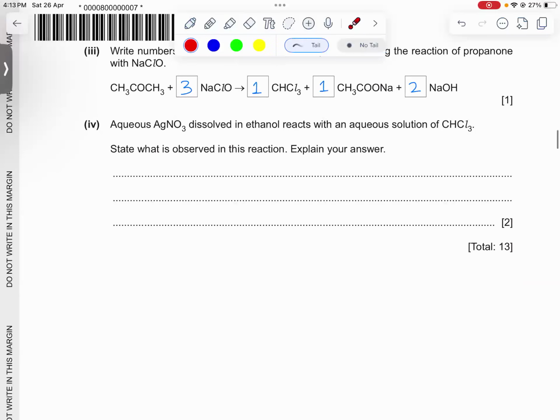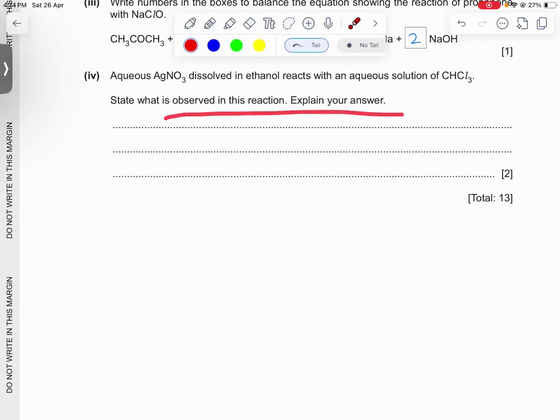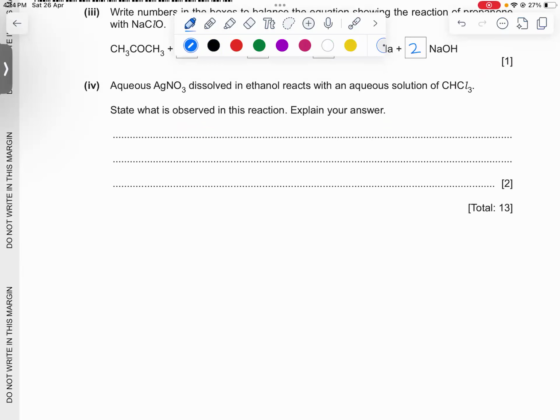Next question. Aqueous AgNO3 dissolved in ethanol reacts with aqueous solution of CHCl3. When CHCl3 is reacted with aqueous silver nitrate, because it contains Cl3, what shall we see? State what is observed in this reaction. Explain your answer. We want to explain our answer as well. So what is observed? A white precipitate.